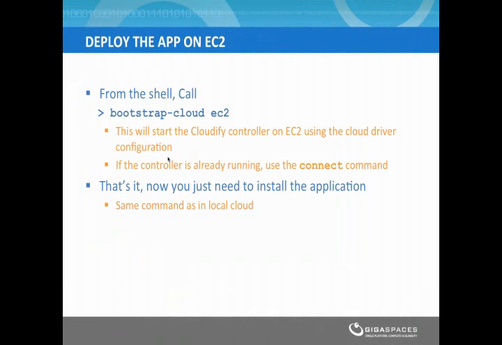Once we've done those simple steps, we bootstrap the cloud environment. This is a one-time step. If your cloud is not already bootstrapped with the Cloudify management infrastructure that I mentioned before, you can call the bootstrap cloud EC2 command. That will look for the EC2 configuration file that I've just shown, connect to the EC2 cloud, and deploy the Cloudify environment on it. If it's already running, you can simply use the connect command the same way I showed within the local cloud demo previously. That's it. The next thing is just to install the application, and again, it's the same application.